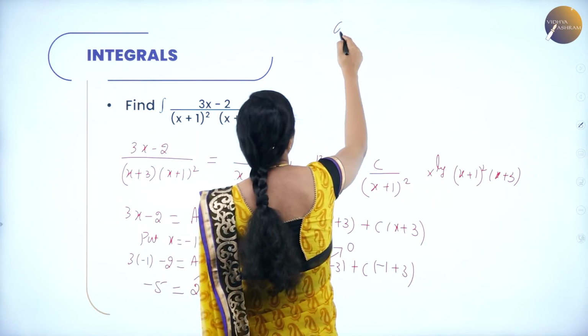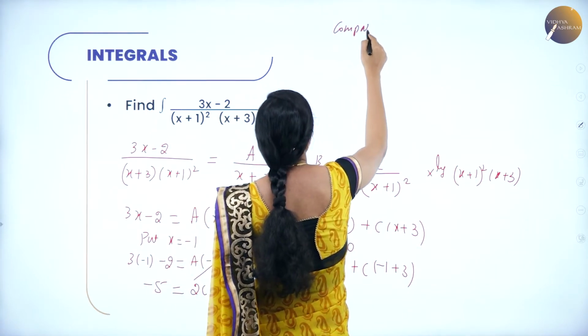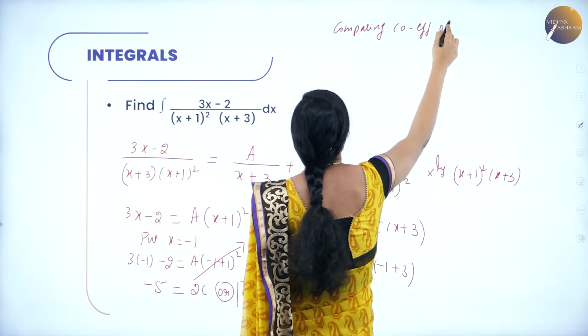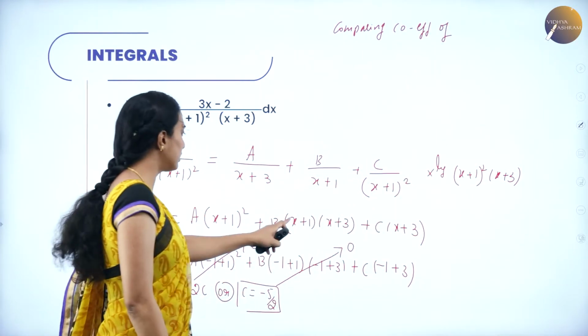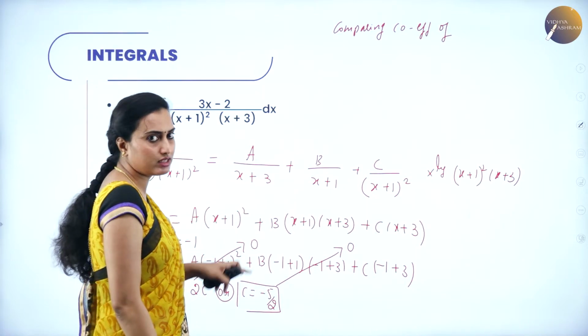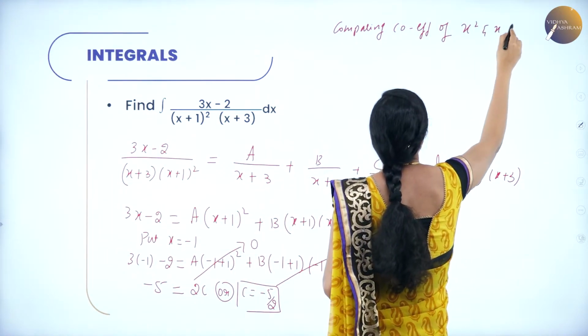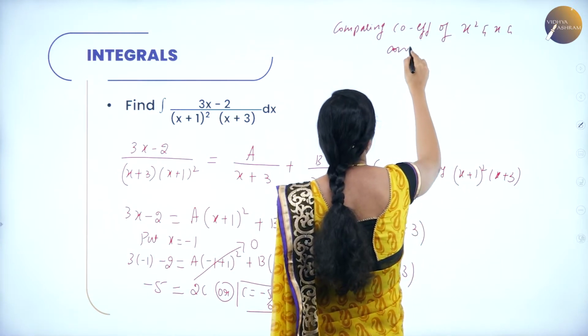So comparing coefficients of the x squared terms, isn't it, and the x terms, okay? X squared and x and constant terms.